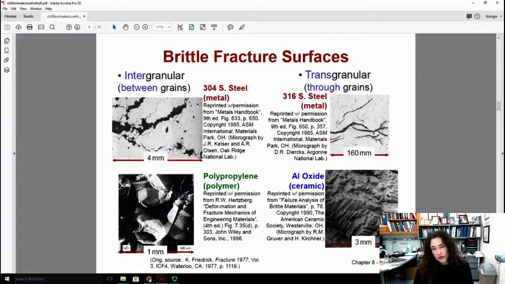Now, transgranular means through the grain, and that happens in materials that like to break along certain crystalline faces, okay? And if that happens, then the part can break even through the grain, okay, even within the grain. And that's shown here for this other type of stainless steel, a 316 stainless steel, and this aluminum oxide ceramic, okay?